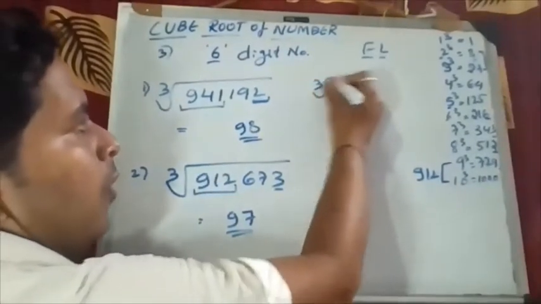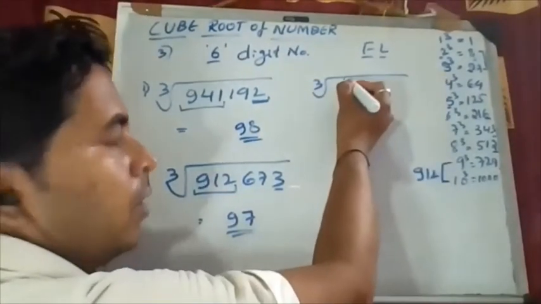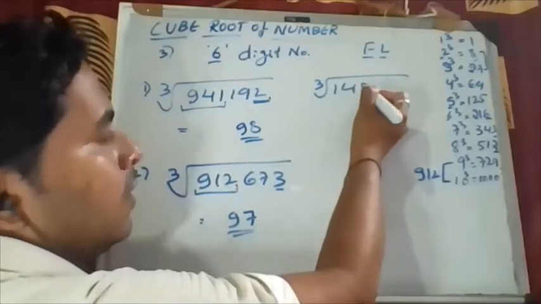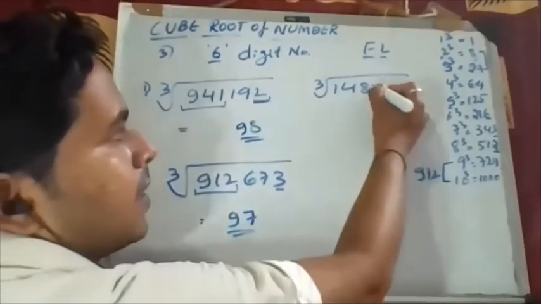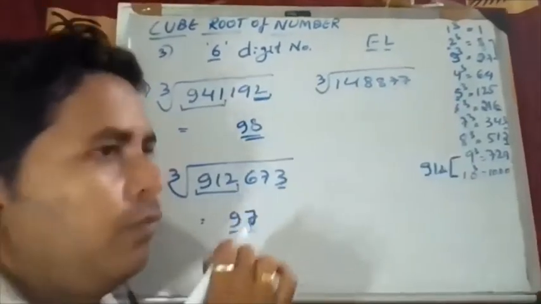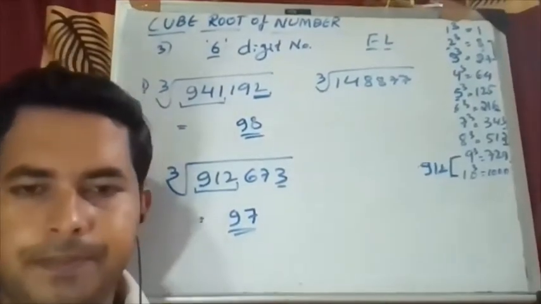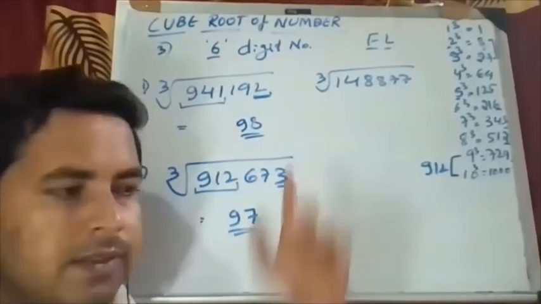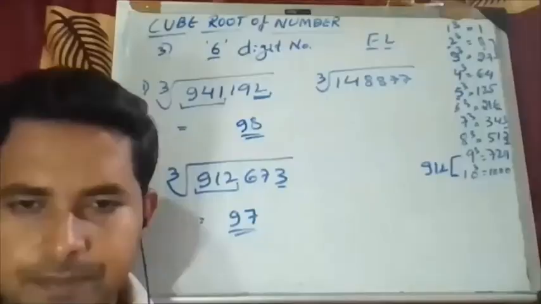Cube root of 148877. Give me the answer for this question. Your answer will be 53.